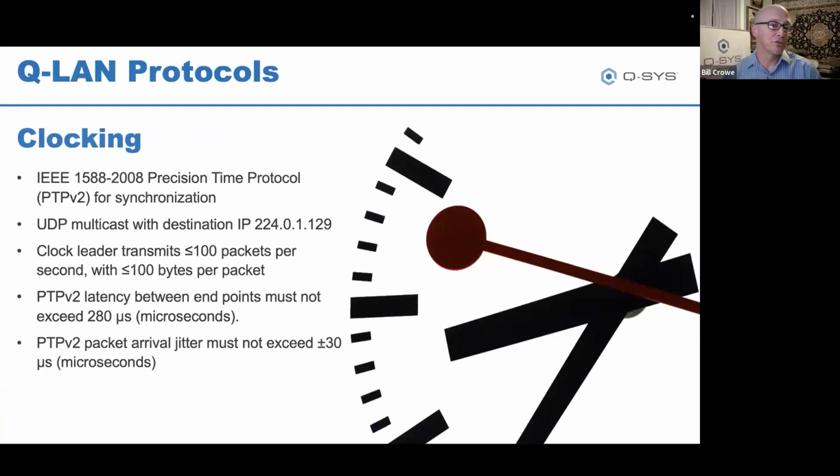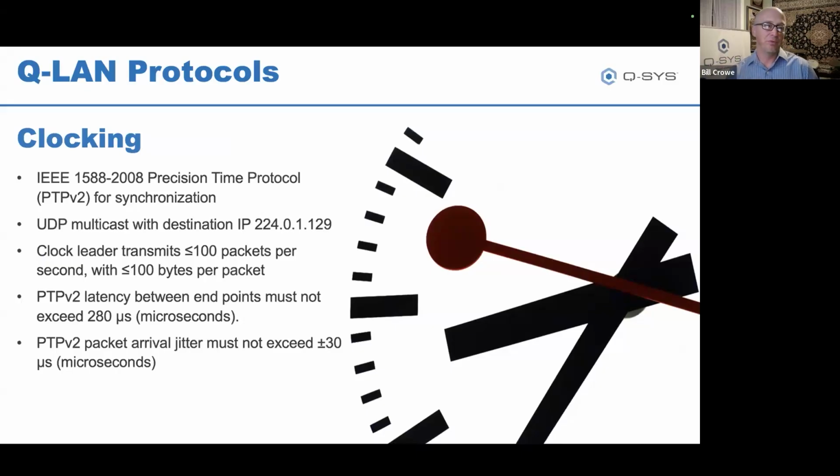Another protocol that we use is PTP clocking. QLAN audio packets or audio systems use PTP v2, which is the exact same timing protocol as AES67 and ST2110. For those of you that are familiar with Dante, Dante uses a similar format, PTP v1, whereas QLAN and AES67 use PTP v2.